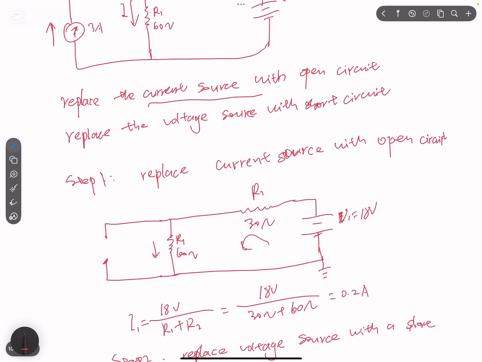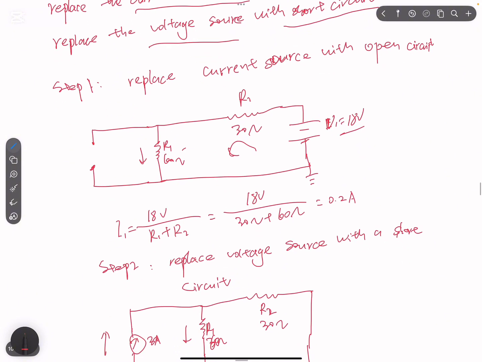So this is how we do the superposition theorem. We replace the current source with the open circuit. We replace the voltage source with the short circuit. Then we find the current separately. So if we replace the current source with the open, we have a series circuit R1 and R2. So the voltage is 18 volts. The current will be I equal to 18 divided by the total resistance. That will give us 0.2 amps.